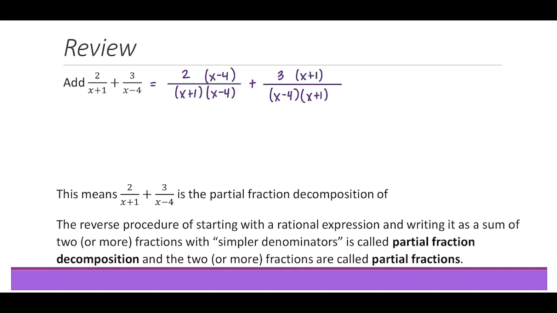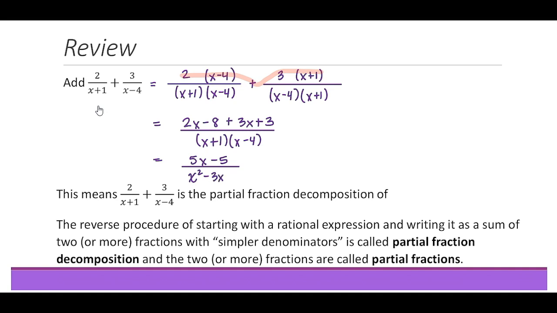So now that they have common denominators, I can go ahead and add across the numerator. So I'll have to distribute. I'll have 2x minus 8 plus 3x plus 3 all over the common denominator of x plus 1 times x minus 4. So I end up with, in the numerator, combining like terms, 5x minus 5 all over. On the bottom, if I multiply out those two binomials, I'll get x squared minus 3x minus 4.